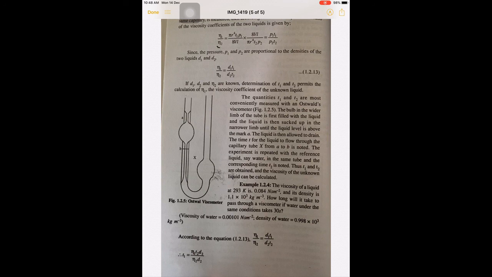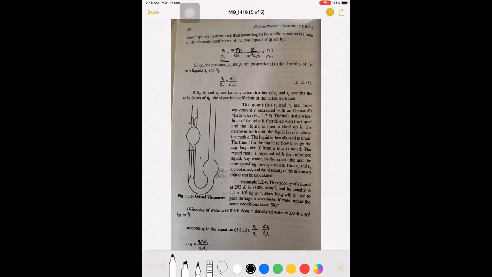So for the second solution, it can be reversed: 8 V into L, pi r raised to 4 t2 P2. So t1 is the time required for the flow of the first liquid, t2 is the time required for the flow of the second liquid. So the time of flow of two liquids can be determined here. All these values get cancelled, pi r raised to 4, 8VL get cancelled. Therefore, eta 1 upon eta 2 is equal to P1 t1 upon P2 t2.